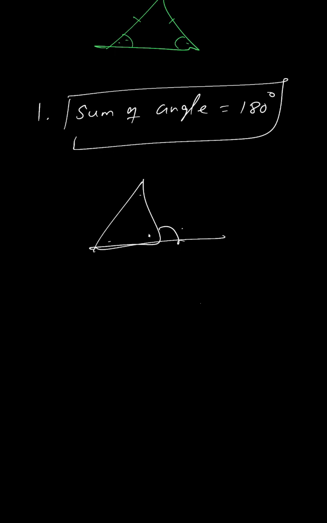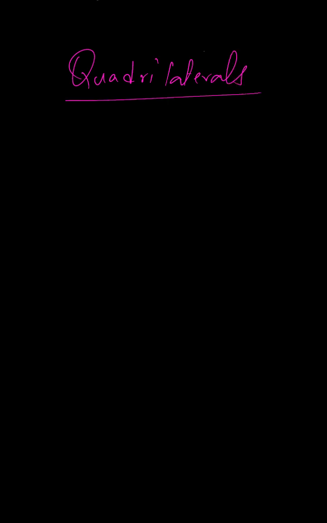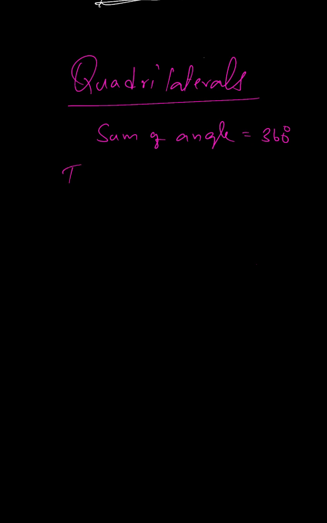Next we are going to see quadrilaterals. So what is the next topic we are going to see? Quadrilaterals. A quadrilateral is basically a four-sided polygon. The sum of its angles is equal to 360 degrees. Different types of quadrilateral, let us see the types in detail.